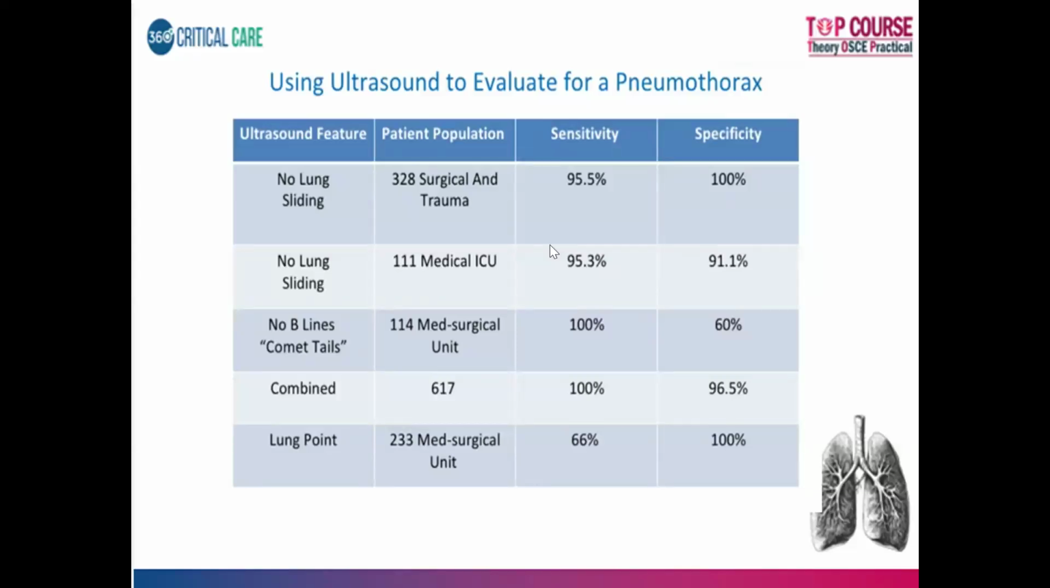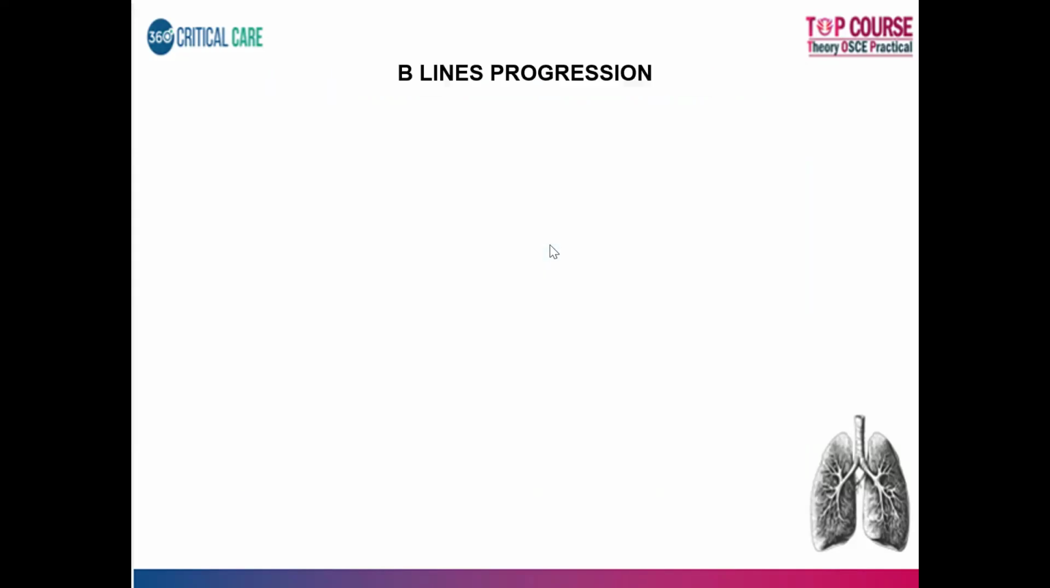So again, when we looked at the specificity and sensitivity, I earlier told you surgical cases more or less will be okay because the patient would have come in with trauma. If you come to a medical ICU, then you see a lot of cases with consolidation and community or hospital acquired pneumonia, the sensitivity of the lung sliding and the specificity also fall short. So this is one thing that you need to remember.